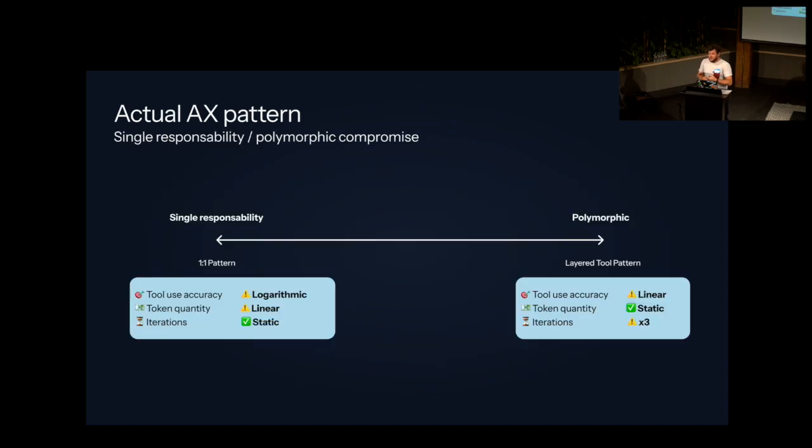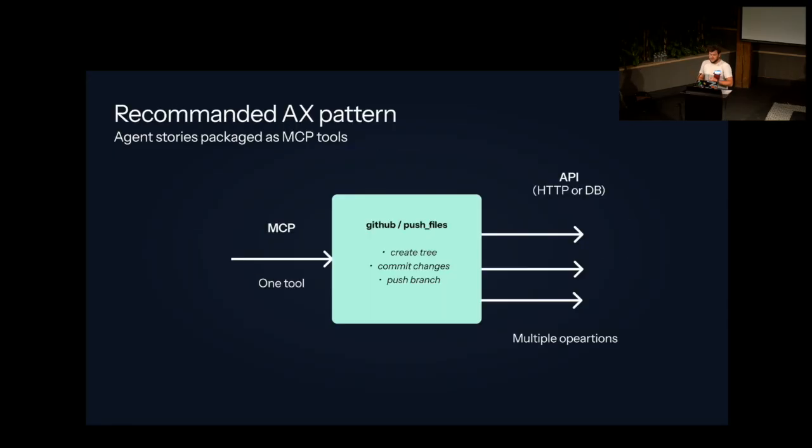When you develop an MCP server, you have to strike a balance between polymorphism and single responsibility with a one-on-one wrapper. Of course, the correct pattern lies in between, and what you need to think about when developing an MCP server is to think in terms of workflow.